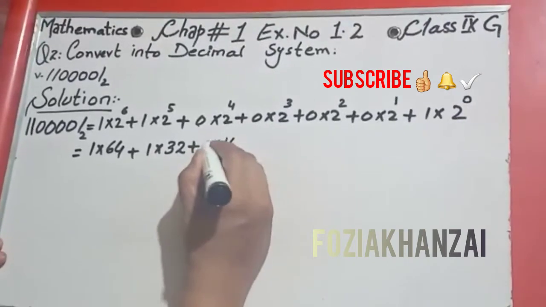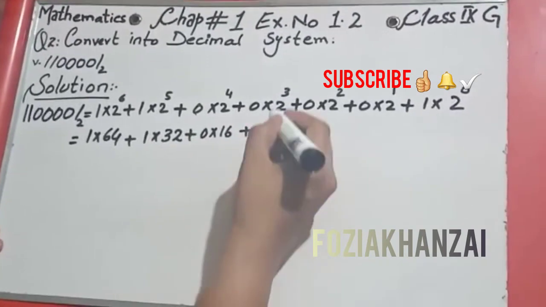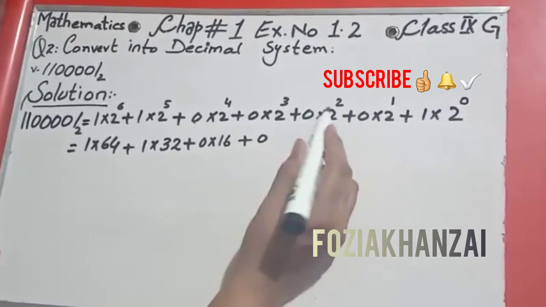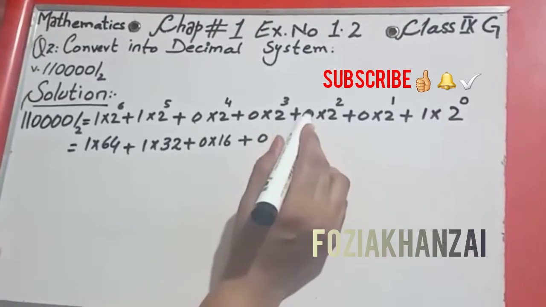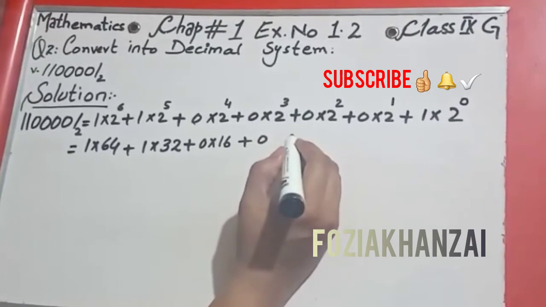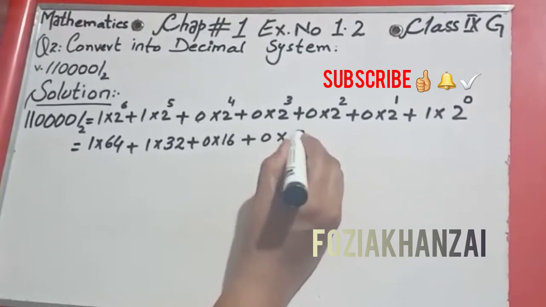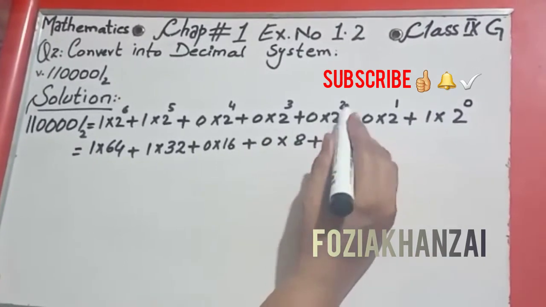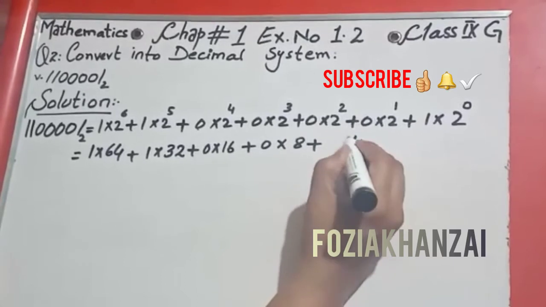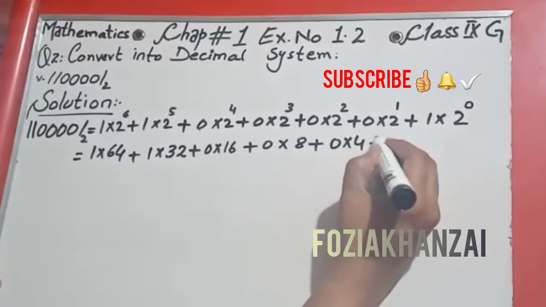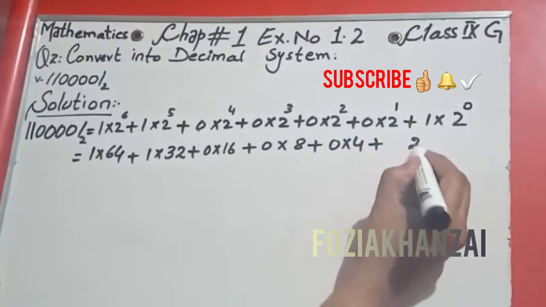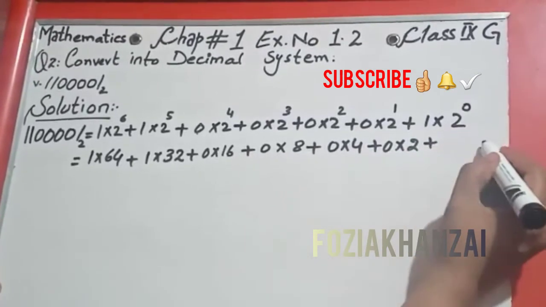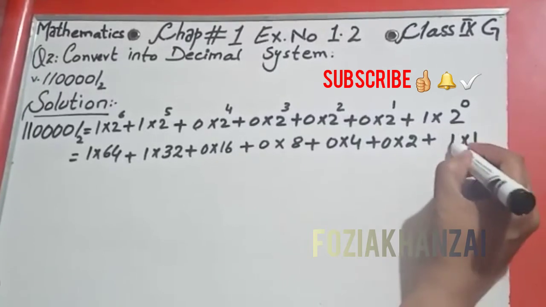16 is to 0 plus 2 power 3. So 2 multiplied by 3 times, 2 2s are 4, 4 2s are 8. 8 is to 0. 2 power 2, 2 2s are 4 is to 0 plus 2 power 1, 2 is to 0 plus power 0 consider 1, 1 is to 1.